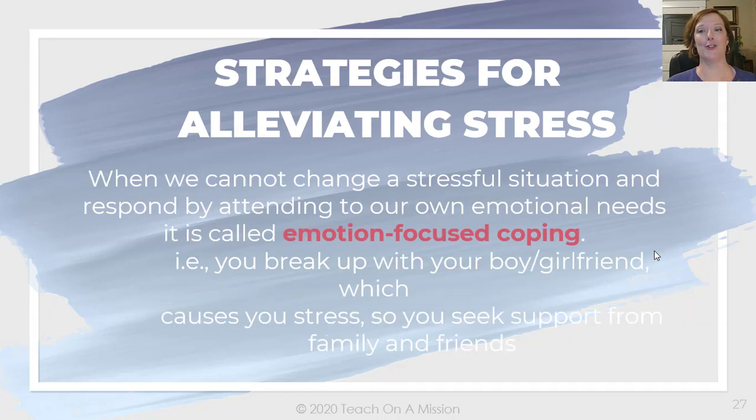When we can't change a stressful situation and respond by attending to our own emotional needs, it's called emotion-focused coping. So, for example, you break up with your boyfriend or girlfriend, which causes you stress. So you seek support from family and friends. You look for a support system. This is more of an emotion-focused coping because the event isn't necessarily going to be changed, but how you deal with it can be changed.